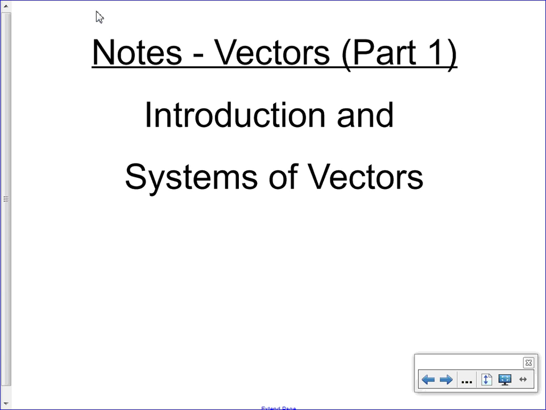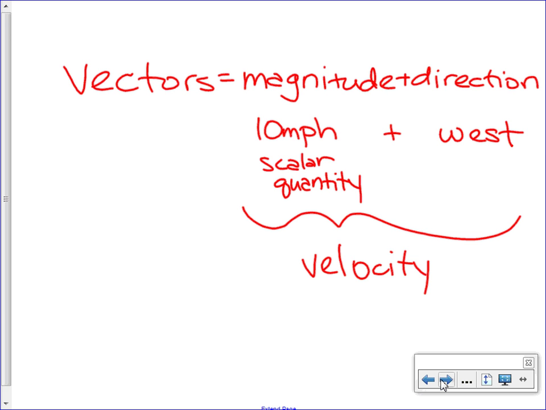What is a vector, Miss Blank? Anybody? It's a line that has both direction and magnitude. Exactly. So vectors have magnitude plus direction. For example, you're driving in your car at 10 miles per hour because it's your grandma. So 10 miles per hour is your magnitude and you're going west. There's your direction. Put all that together, that's just velocity. Sweet.